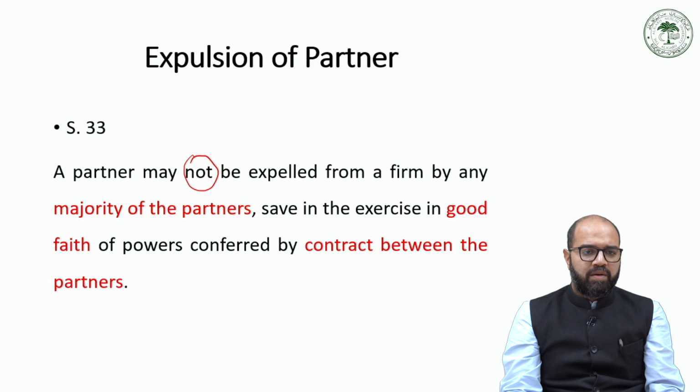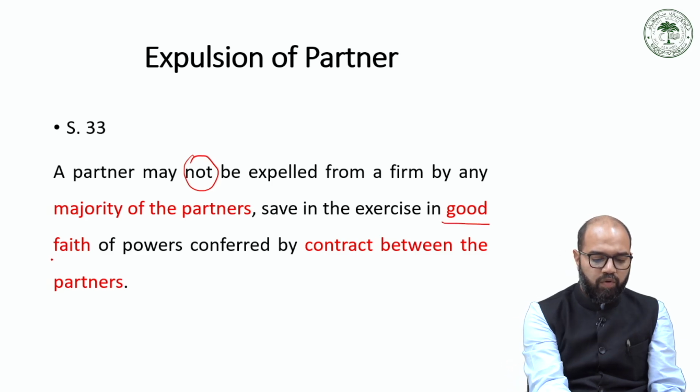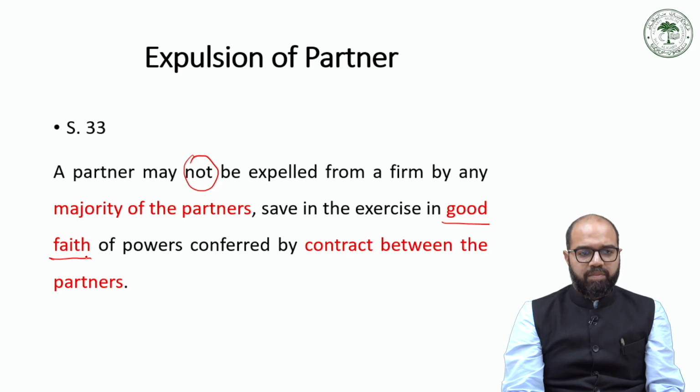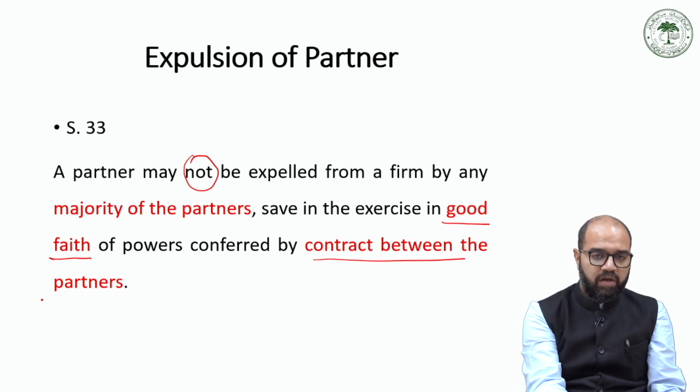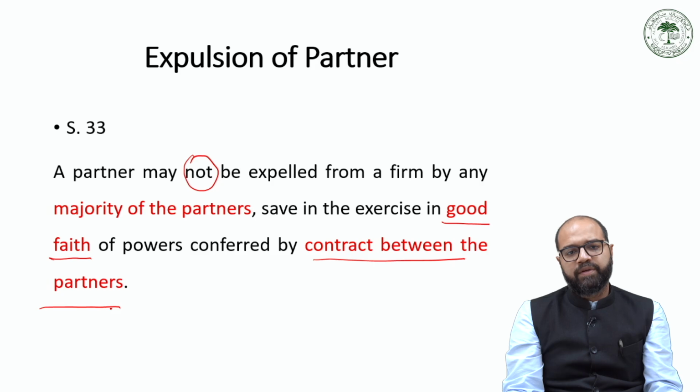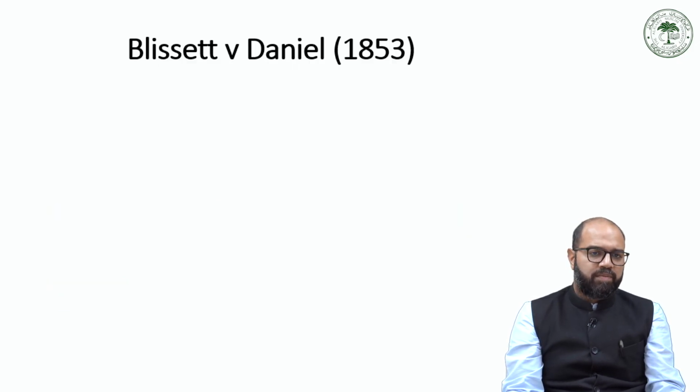So a partner may be expelled in accordance with the contract between the partners, but because expulsion is a very major step and may impinge on the right of the partner being excluded, the law puts in certain checks and balances, such as the requirement of good faith and the exercise of the powers strictly according to the terms of the contract. Now let us discuss a case related to the expulsion of a partner.